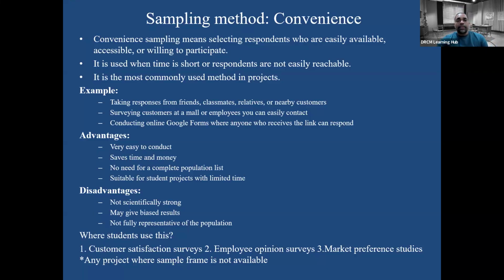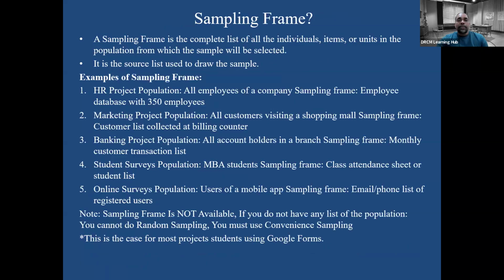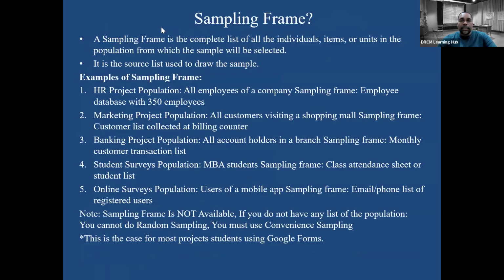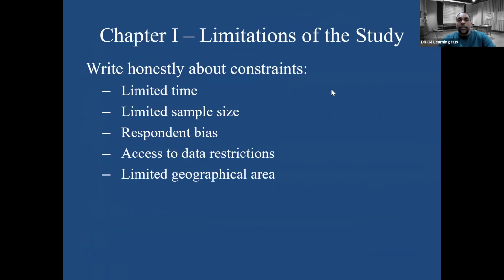So I think with this we are done with chapter 1, last but one topic. Now the last one is the limitations of this study. Now we have come to the limitations of this study. Already I said what a sampling frame means. Now, limitations of this study.